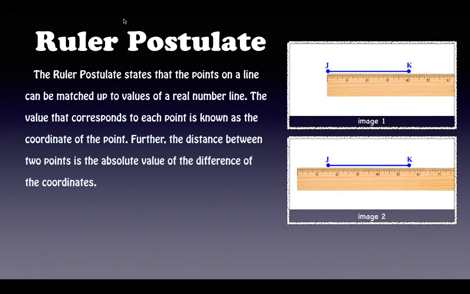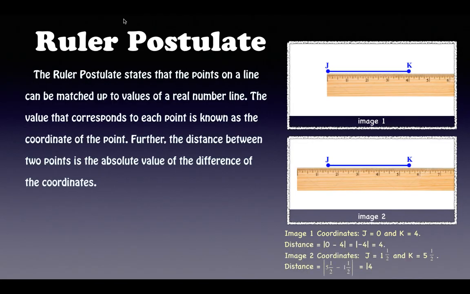The ruler postulate states that the points on a line can be matched up to the values of a real number line. The values that correspond to each point are known as the coordinate of the point. Further, the distance between 2 points is the absolute value of the difference of the coordinates.